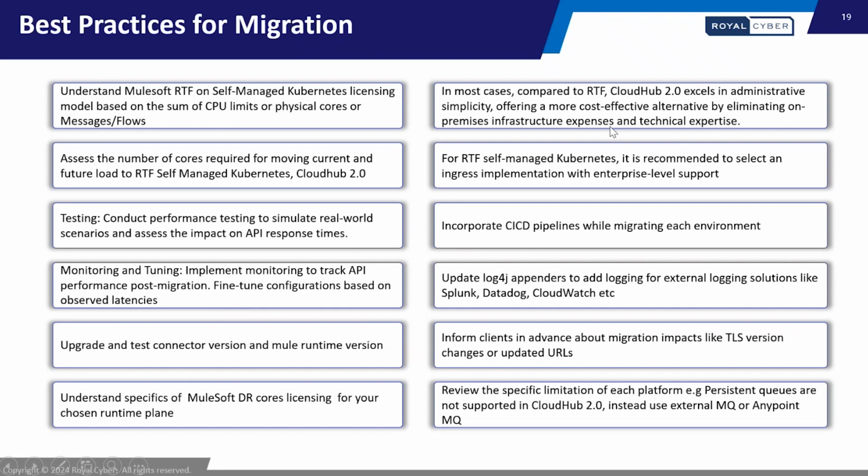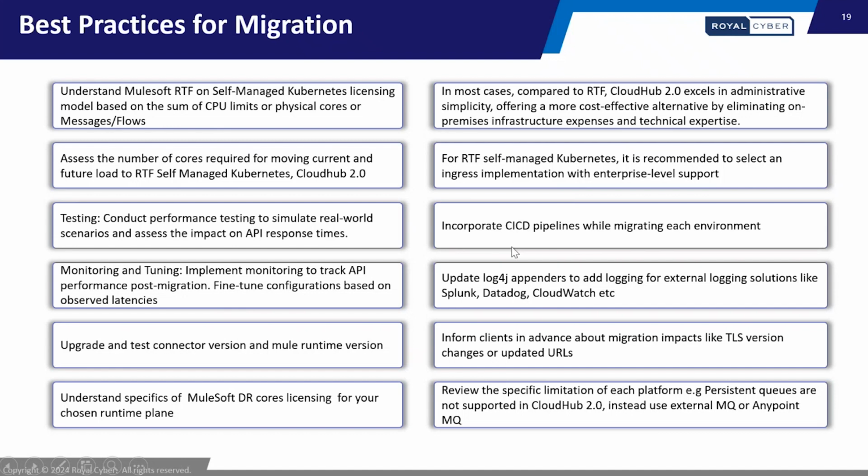In most cases, compared to RTF, CloudHub 2.0 excels in administrative simplicity because it eliminates the requirement for managing infrastructure and having Kubernetes-related skills. If you go with RTF on self-managed Kubernetes, it is recommended to select an Ingress implementation with enterprise-level support, because there are many open source implementations available, but we may not have enterprise-level support if we run into an issue.